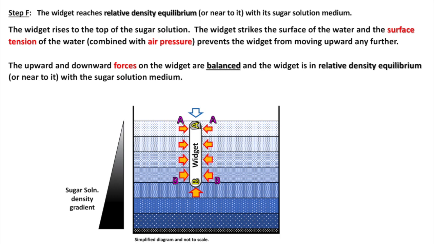Step F. The widget reaches relative density equilibrium or near to it with its sugar solution medium. The widget rises to the top of the sugar solution. The widget strikes the surface of the water, and the surface tension of the water combined with air pressure prevents the widget from moving upward any further. The upward and downward forces on the widget are balanced, and the widget is in relative density equilibrium or near to it with the sugar solution medium.